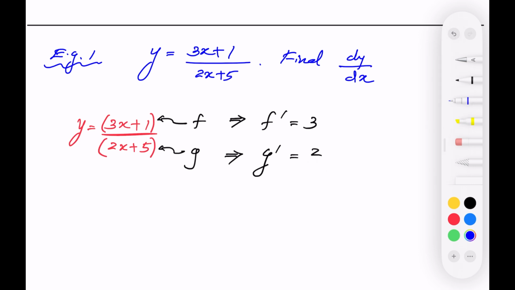Now we can write down the answer. We know dy by dx, or y prime for simplicity, should be equal to g times f prime minus g prime f.